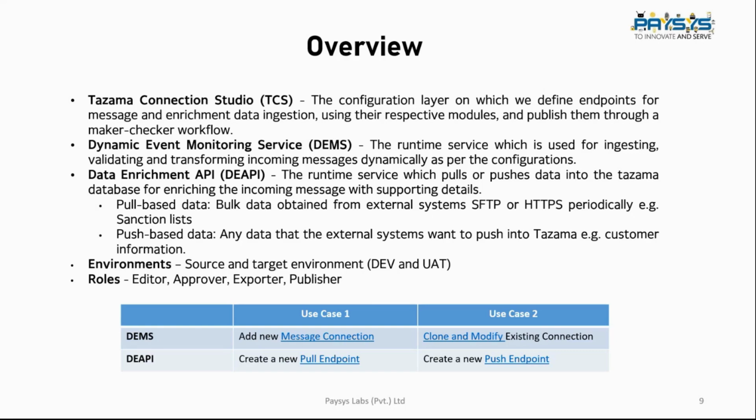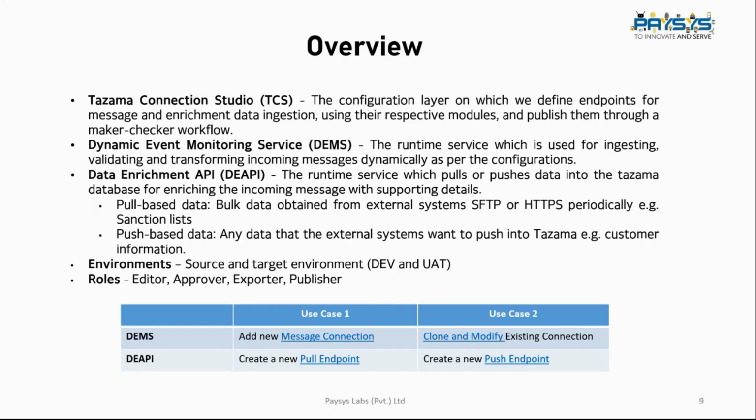Then I want to talk a little bit about the environments that we have. So there are two main environments that we'll be demonstrating today. One is the source, which we're calling the dev environment. And this is where all of the configuration will be done, approved, and sent for approval. And the second one is the target environment, which we can call UAT, where we will be exporting and deploying all of the configuration from the dev environment via an SFTP server.